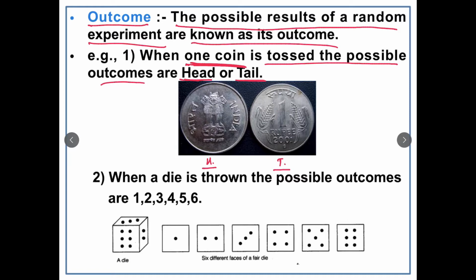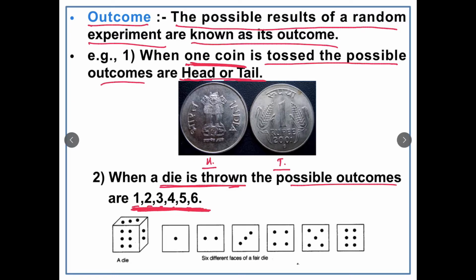Similarly, if we look at the second example, when we throw a die, the possible outcomes can be the numbers 1, 2, 3, 4, 5 and 6. So whenever we throw a die, the possible number that it can show is from 1 to 6. All these are called the outcomes of this experiment. The experiment performed here is throwing of a die. Possible outcomes are that it can show any number from 1 to 6.